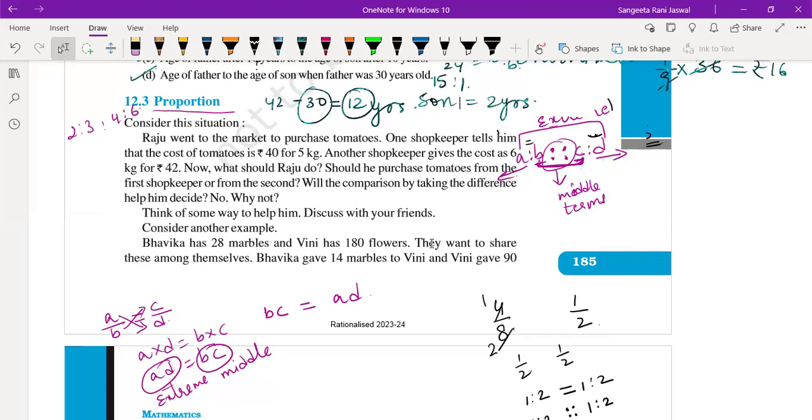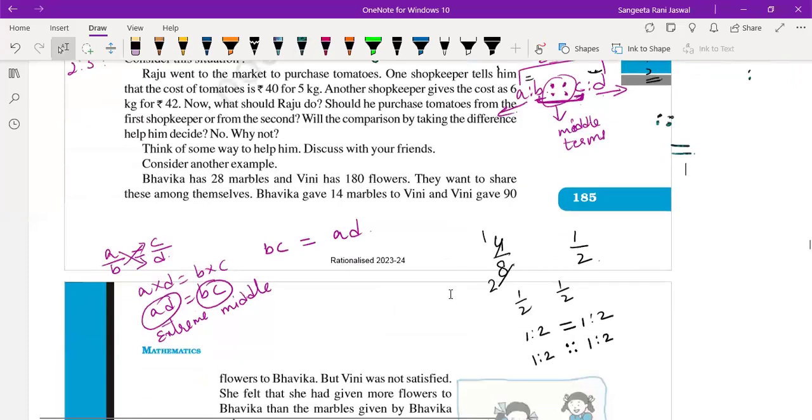We also use the word equal to when two ratios are equal, and there's a special name for that, that is proportion. The symbol that we use for proportion is like this, four dots. For ratio, we use two dots. For proportion, we use four dots, and we also use the symbol equal to. But we read it as in proportion.